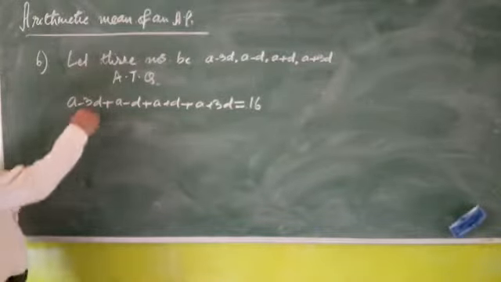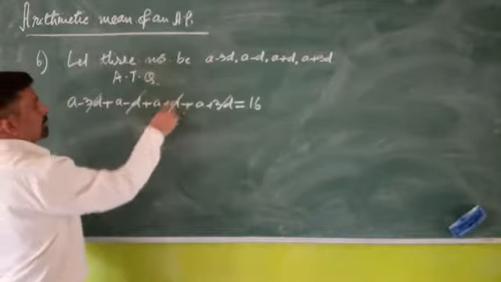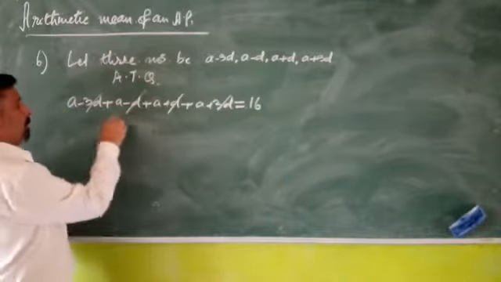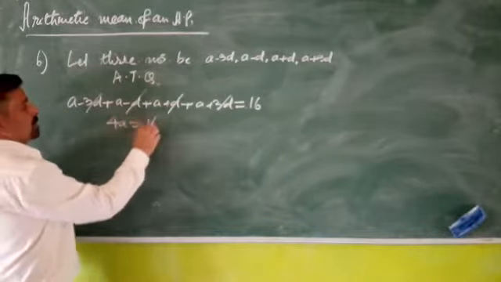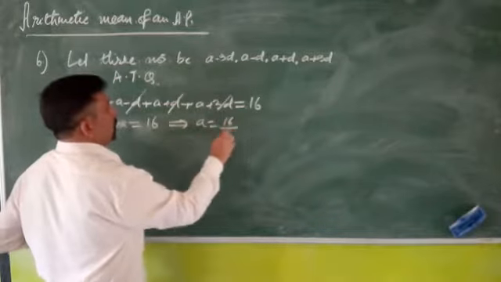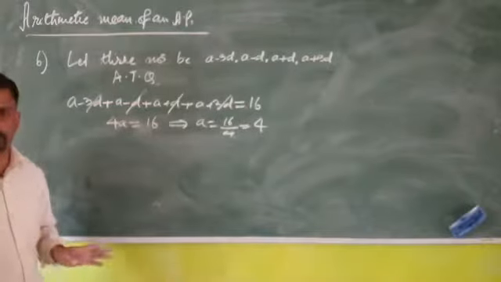And then we simplify this. Minus 3D cancels plus 3D, this minus D cancels plus D, and then we are left with A plus A plus A plus A, 4A. This is equal to 16, and therefore your A is 16 over 4, which is equal to 4. We got the value of A now.